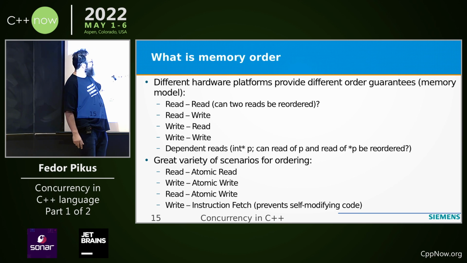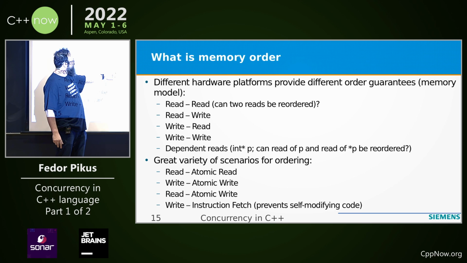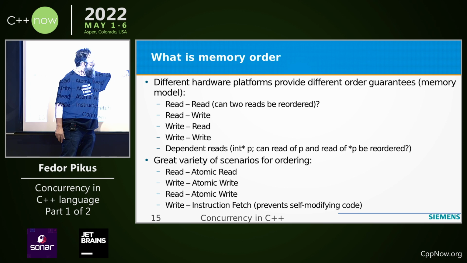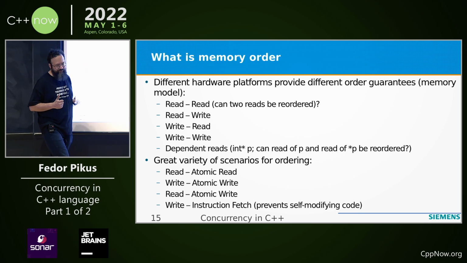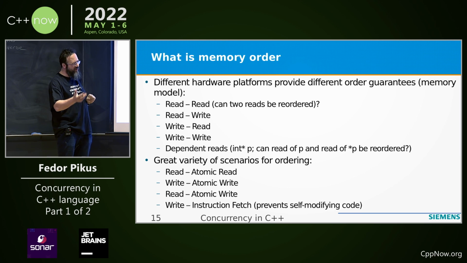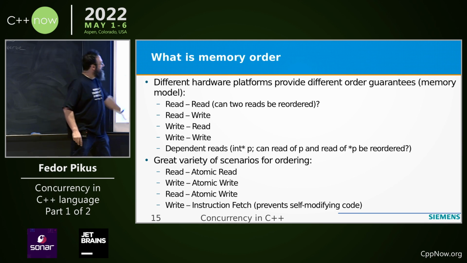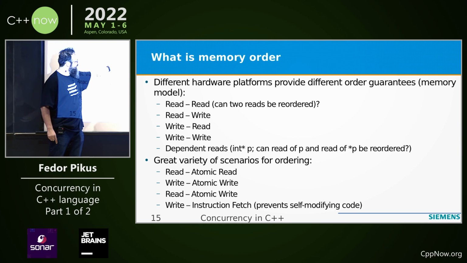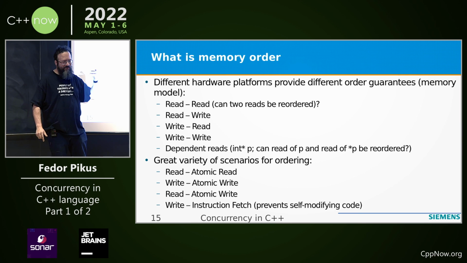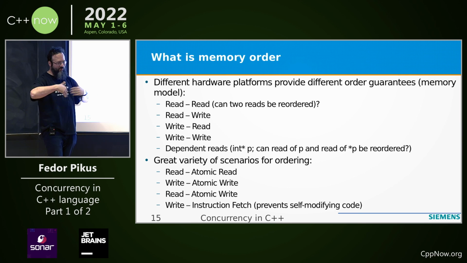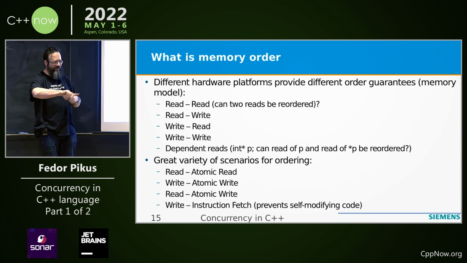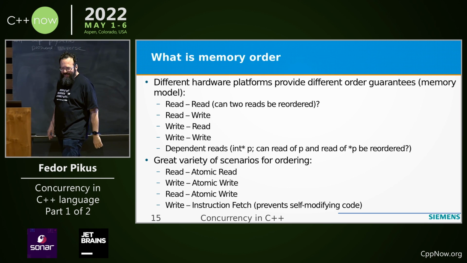Here's a good one, dependent read. If you have int star p, and you want to read from star p, but you need the read of the value of the pointer itself, can you reorder those? Can you first read the star p and then read p? There was a piece of hardware that did that. Anybody knows what that was? Dec Alpha. Dec Alpha could reorder, if it could prove that the value of the pointer hasn't changed, it could keep the old value and swap the redundant read of the pointer with the dereferencing of the pointer.